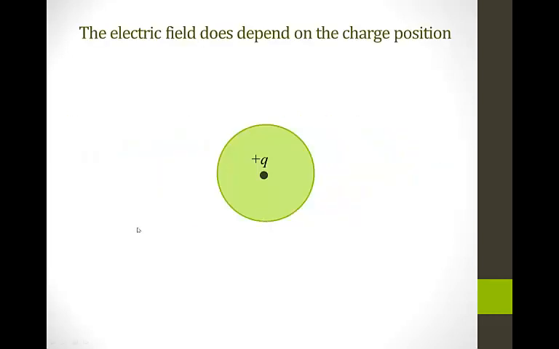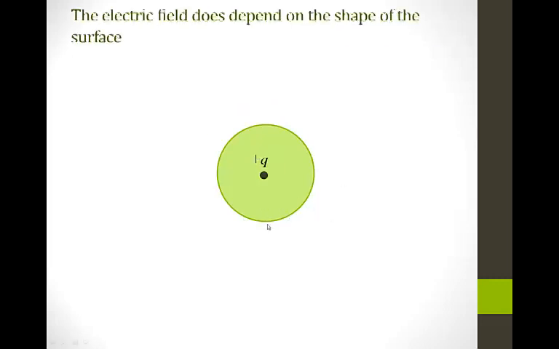So for instance, in this case, the charge is at the center. The electric field at the position of the surface is a very well-known electric field. Now, the electric field does depend on the charge position. Why? Because if you change the position of the charge, the electric field at the points of the surface will be completely different, but not the electric flux. You see, the electric field will be different, but not the electric flux.